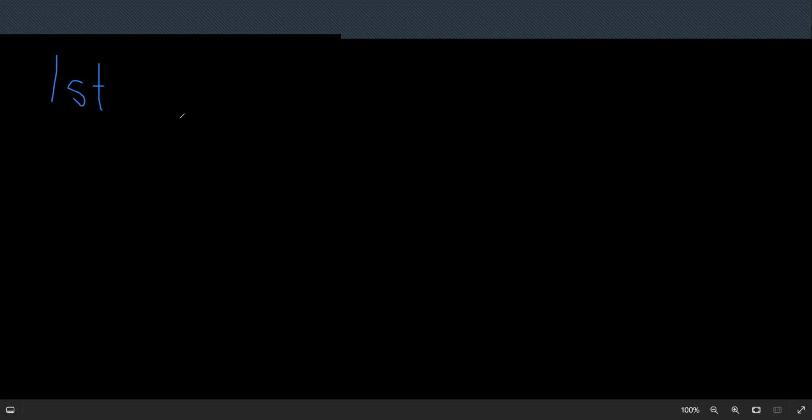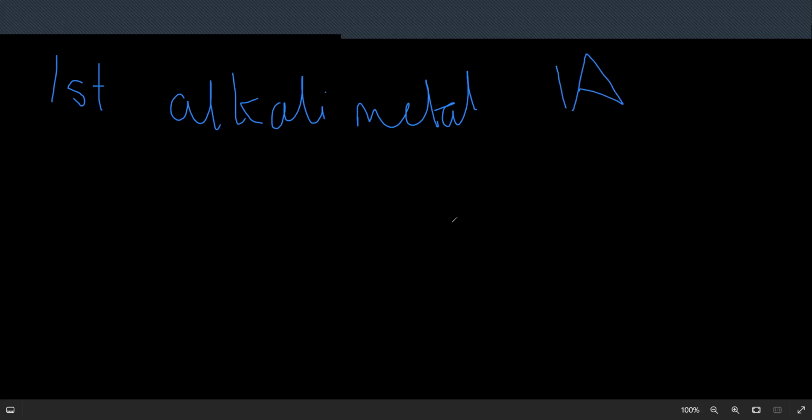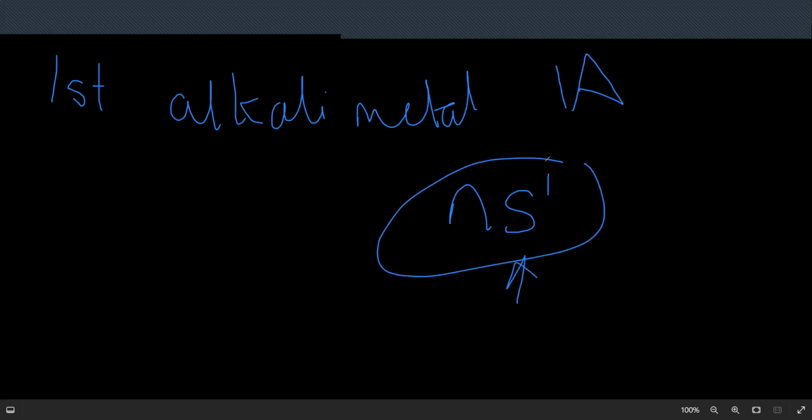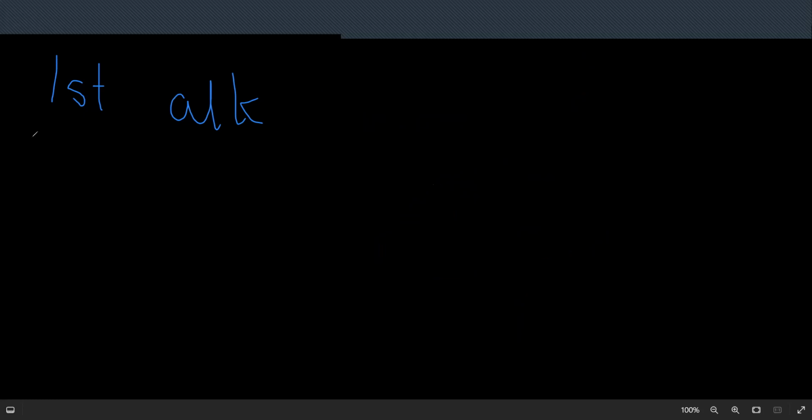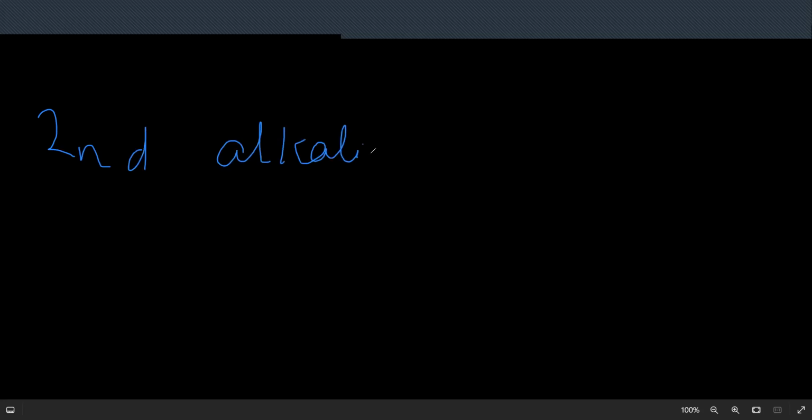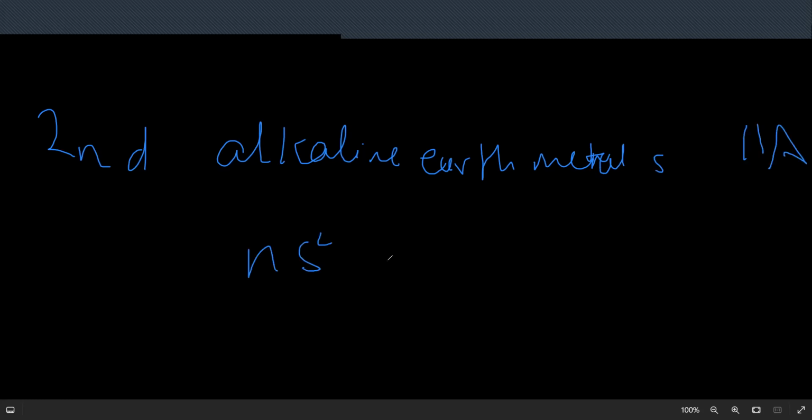So the first group is also known as alkali metals. They are located in 1A, and their general formula is ns1, and they have one valence electron, because here is 1. So now let's talk about the second one. The second one is alkaline earth metals. They lie in 2A, ns2 general form, and 2 valence electrons, because here is 2.